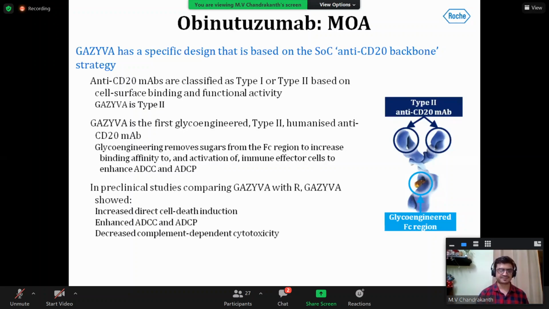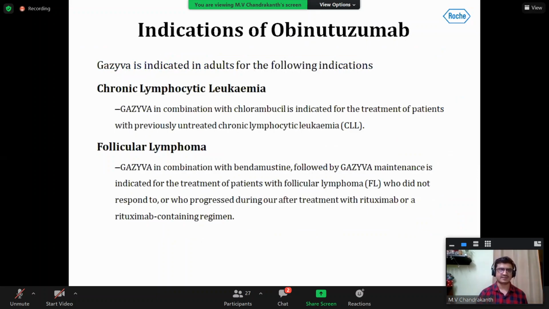In preclinical studies, there has been a comparison of Gazyva and rituximab, and this has shown increased direct cell death induction, enhanced ADCC and enhanced ADCP, and reduced complement-dependent cytotoxicity. These are the unique things we have with obinutuzumab when compared to rituximab, which is the garden variety of anti-CD20 activity. So what are the indications?